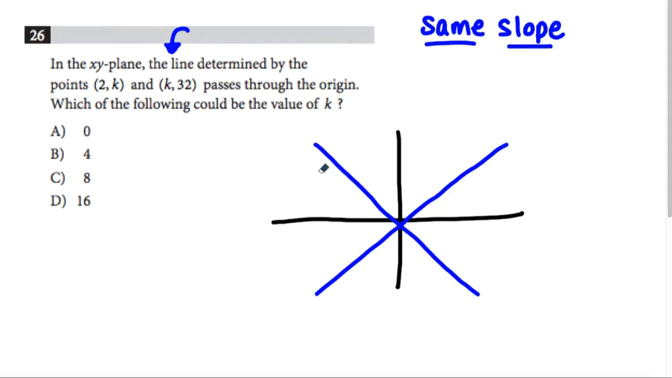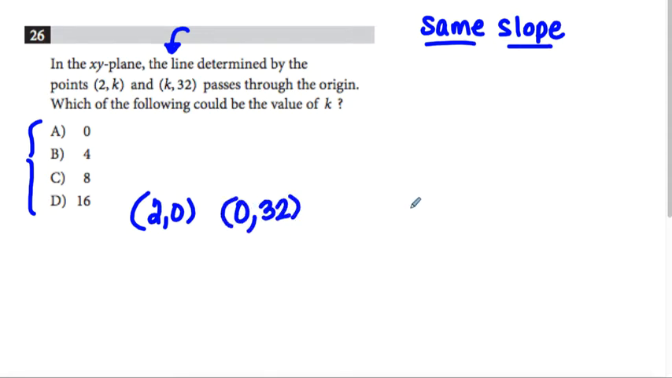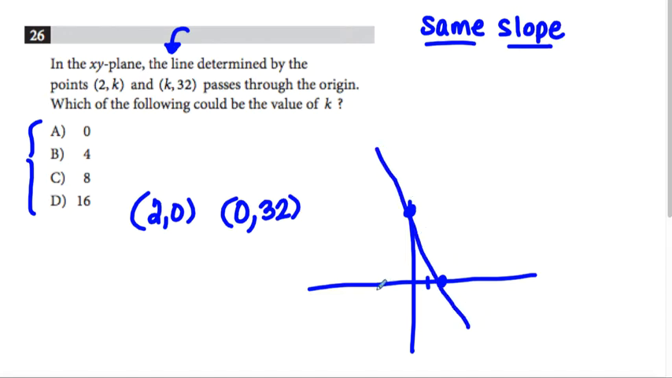I have a couple of ways I could do this. I could actually use my calculator and plug in each of these values for k to see if it goes through the origin. So let's try that. First of all, let's talk about 0. 0 actually can't make sense. If you have (2, 0) and (0, 32), picture those points. We have (2, 0) right here and (0, 32) here. If it's a line going through those points, that can't go through the origin. So 0 was out in the first place. Let's try some other points.